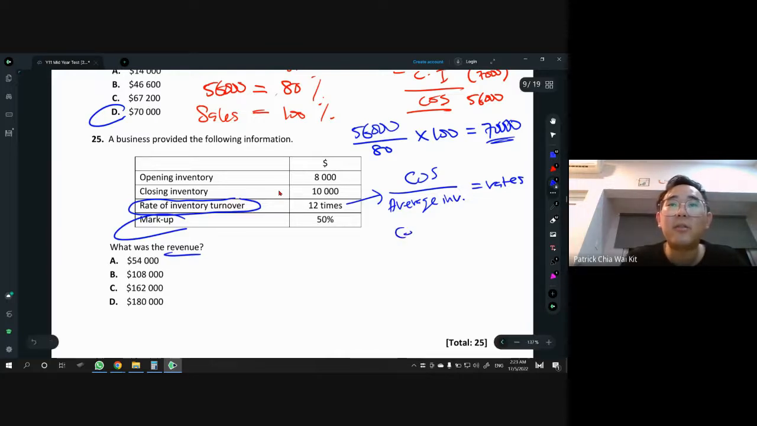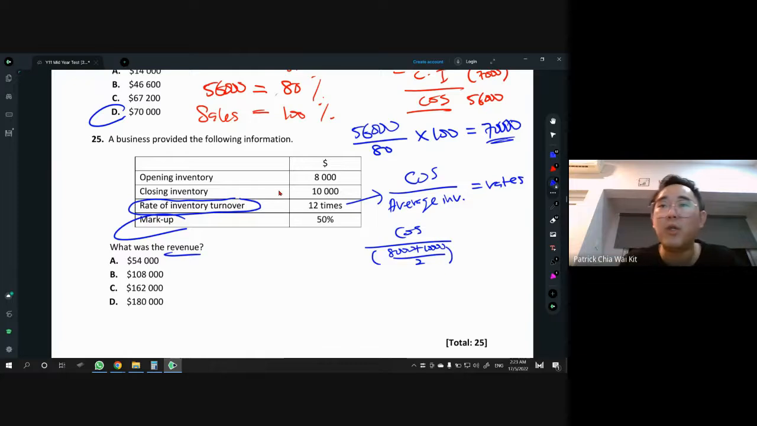Technically, average inventory equals to 8,000 plus 10,000 and divide by 2. That's how we calculate average inventory. Okay, take the opening plus closing divide by 2. So 18,000 divided by 2, which means 9K, right? The rate is 12 times.